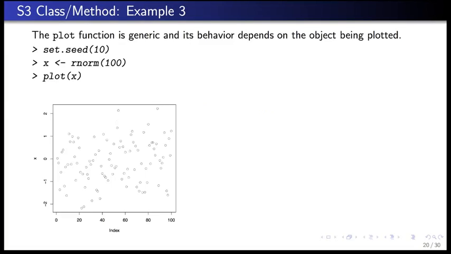So here's another example of the S3 system. It's plot. The plot function is generic, and its behavior depends on the object that's being plotted. Here I'm generating some random normal data, and I'm just calling plot. So x is a numeric vector, but there's no special numeric method for plot, and so you just call the default method for plot. What it does is it plots the data against the index. There are 100 elements in this x vector, so it's just going to plot x versus 1, 2, 3, 4, 5 up to 100. So that's all it does. And you see it looks like noise because that's what it is.